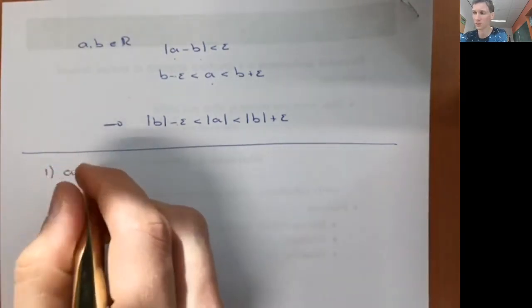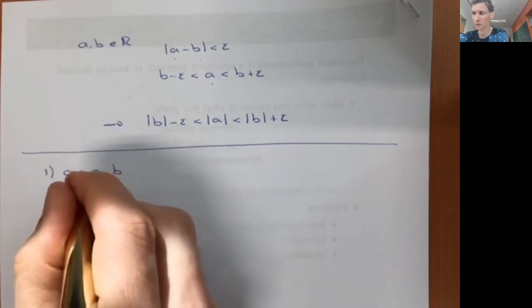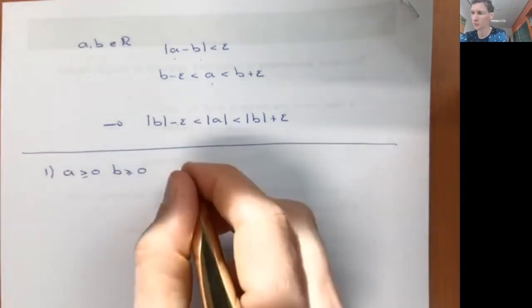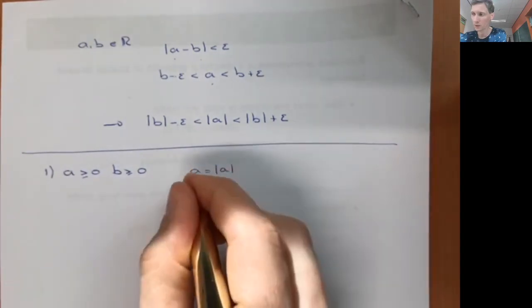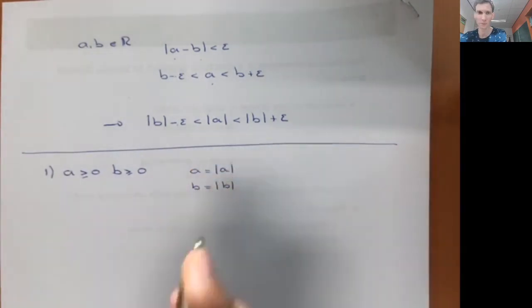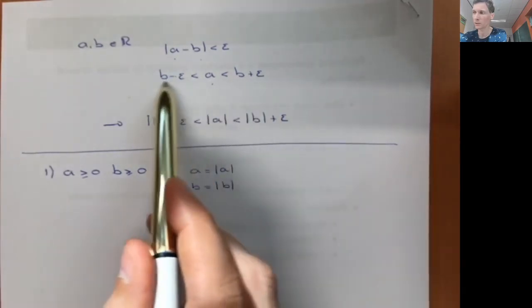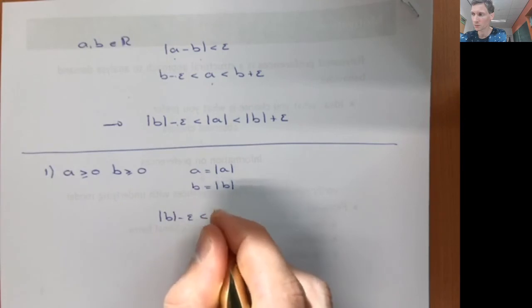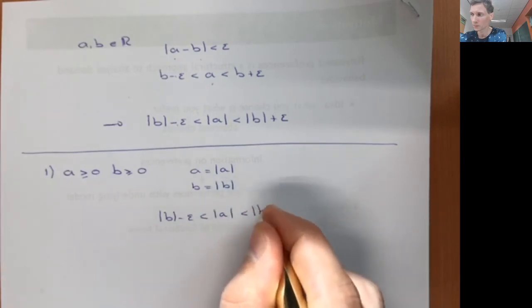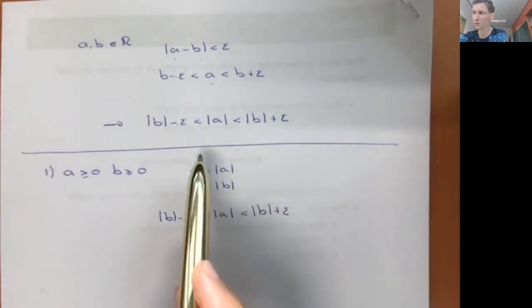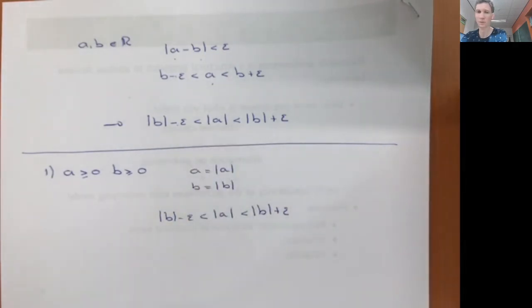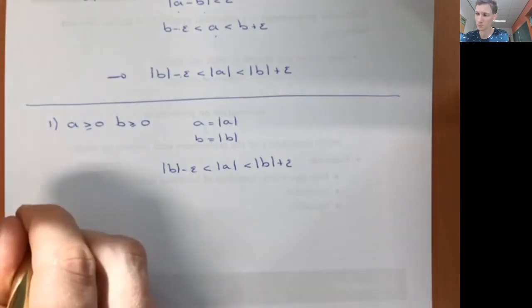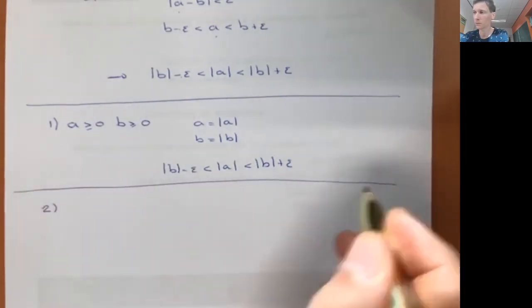In case 1, a is positive and b is positive. So in this case we know that a is equal to the absolute value of a and b is equal to the absolute value of b. So in this case this inequality is the same as b minus epsilon smaller than a is smaller than b plus epsilon, which is exactly what we want. So the first case is very easy. You can just substitute the values with the absolute values. Okay, so let's take the second case.